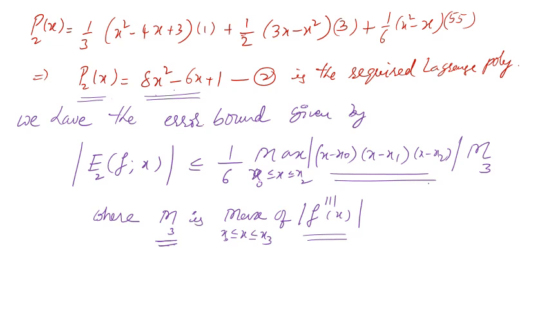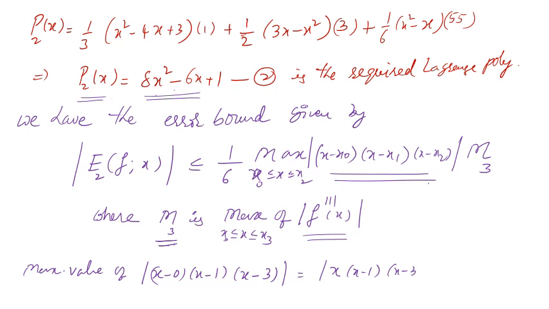And what is the maximum value of this expression? See, the maximum value of mod x minus x naught. x minus x naught means 0, x minus x1 means 1, x minus x2 means 3. This is equal to x into x minus 1, x minus 3. The maximum value of this in the interval 0 to 3 exists at x equal to 2.2152. How do you determine this value?